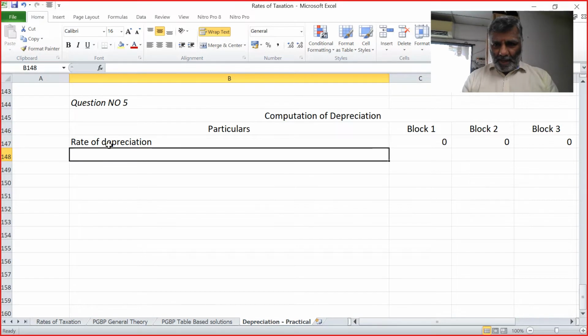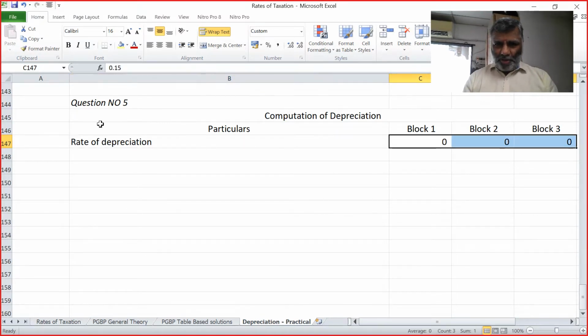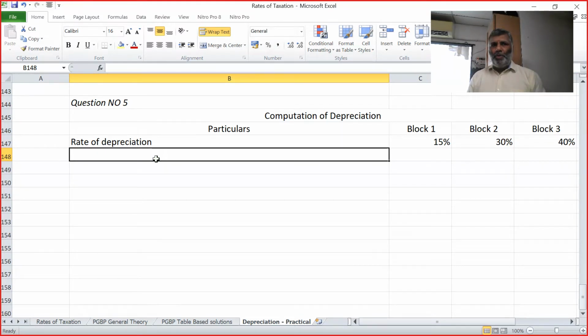Here I'm correcting it as 40%. It's an old question, so I have maintained it as 60. But now the maximum rate is only 40. So here in the solution, I'm correcting it as 40%.